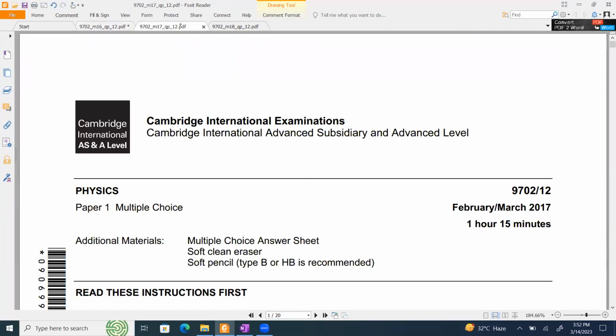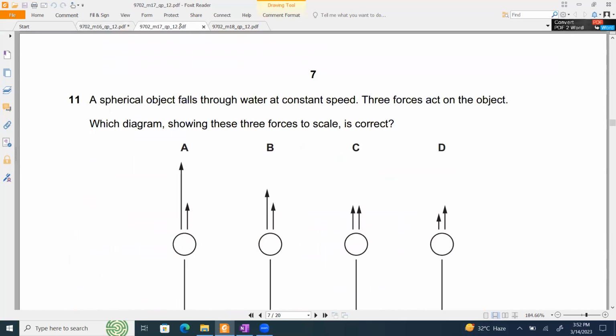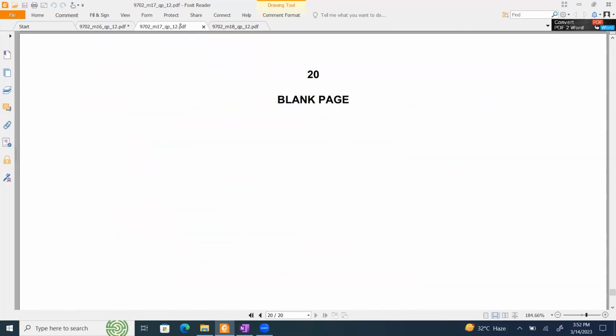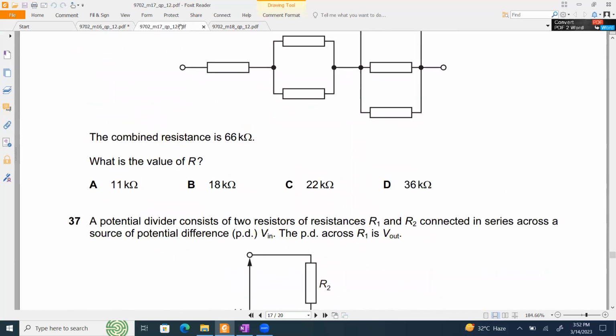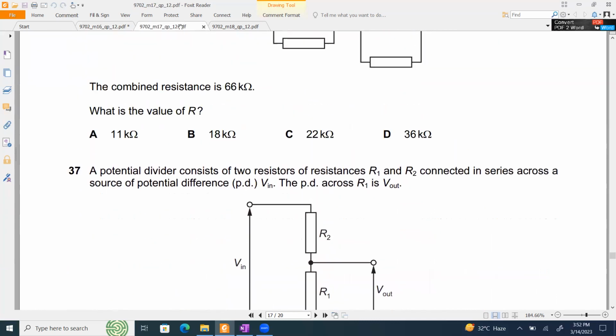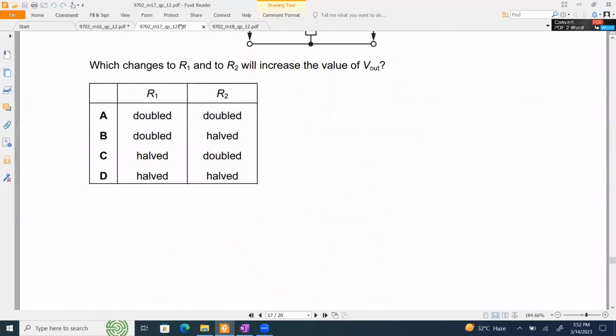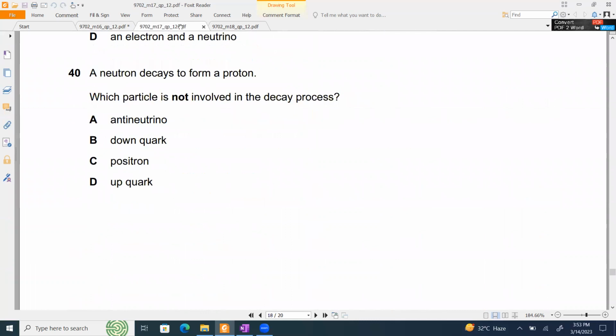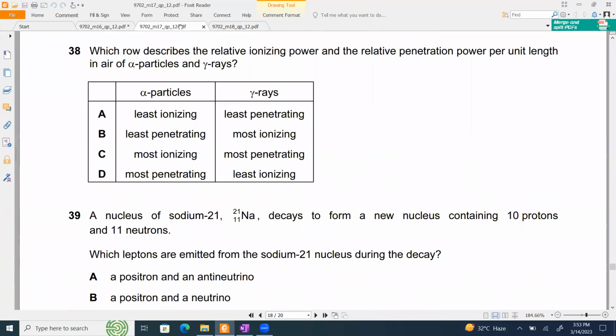In this paper, they have not asked about the quark model of hadrons. So now let's do this one.